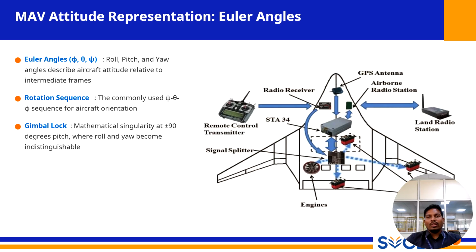Finally, the yaw angle psi is the rotation around the vertical axis, causing the nose to turn left or right, like a car steering. Together, these three roll, pitch, and yaw angles describe the aircraft's attitude relative to the inertial frame. Essentially, any possible rotation of the drone can be described by some combination of these three numbers.